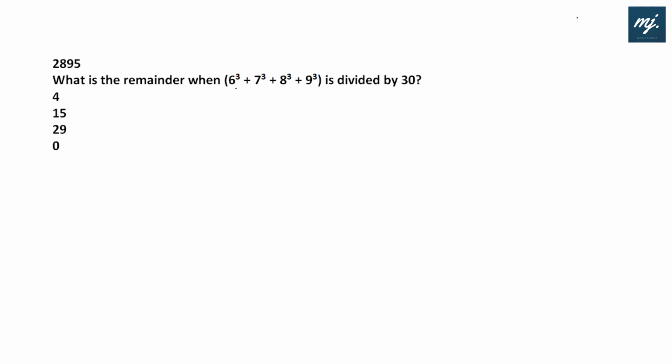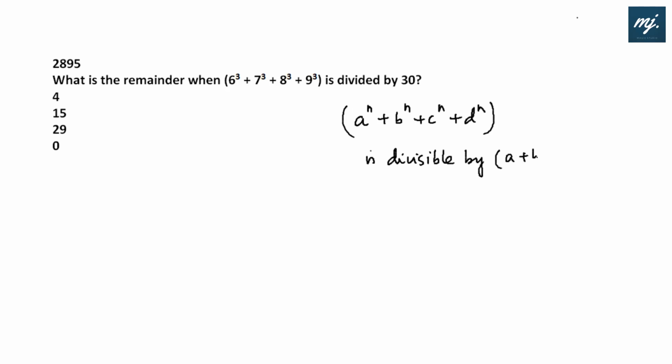What is the remainder when the given expression is divided by 30? If we see, the given expression is in the form of a to the power n plus b to the power n plus c to the power n plus d to the power n. It's an algebraic expression, and this expression is divisible by a plus b plus c plus d if n is odd. Here we can see that n is 3 and a plus b plus c plus d is 6 plus 7 plus 8 plus 9, 15, 15, that is 30.